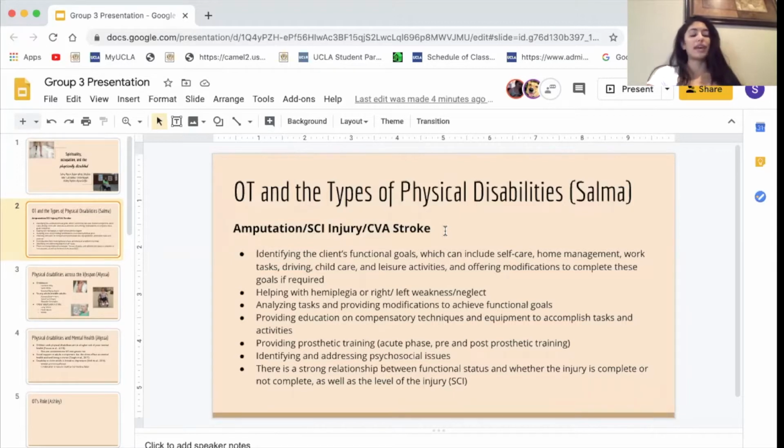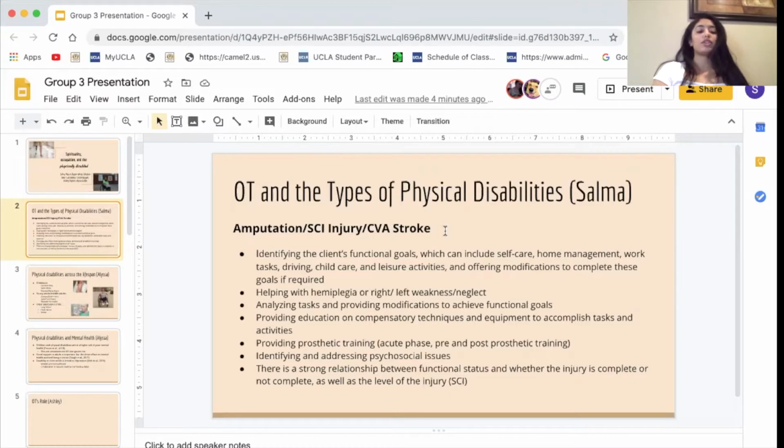You're helping with hemiplegia, or right or left weakness or neglect, when you're dealing with CVA stroke patients. You're analyzing tasks and providing modifications to achieve their goals. You're providing education, compensatory techniques, and equipment to accomplish their tasks. You're providing prosthetic training for amputation patients. In their acute phase, you're doing pre and post prosthetic training, so it depends on which stage they are in their amputation. You're identifying and addressing psychosocial issues.